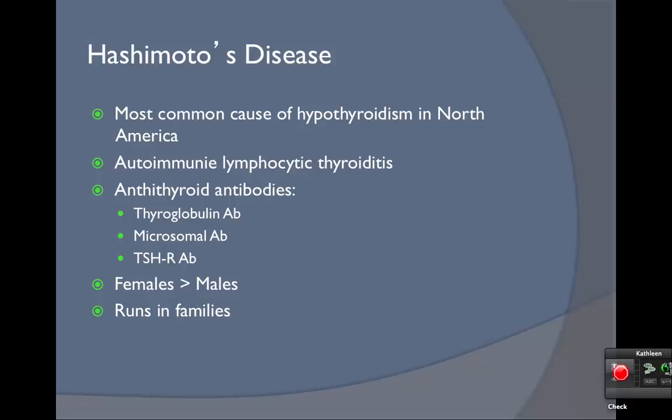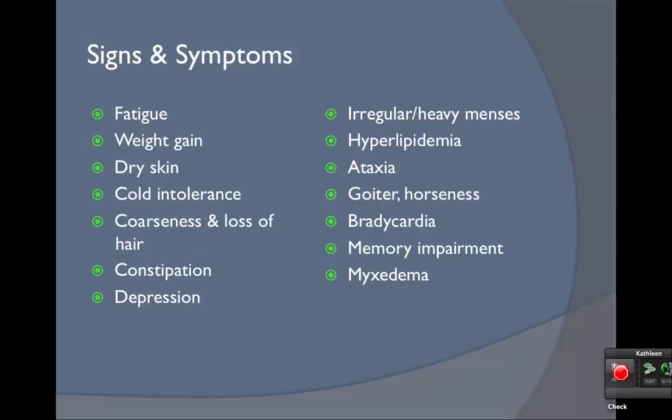Some of the things that you want to look at are antithyroid antibodies: the thyroglobulin antibodies, microsomal antibodies, and TSHR antibody. This is far more common in females than males, and it does run in families.